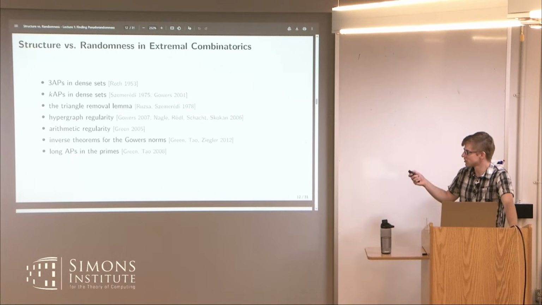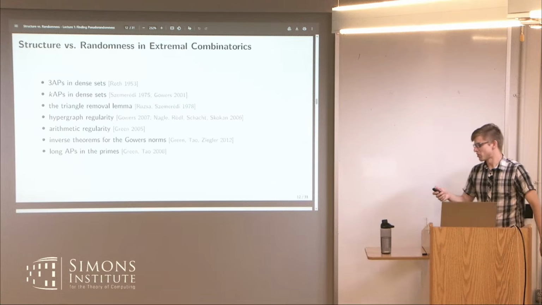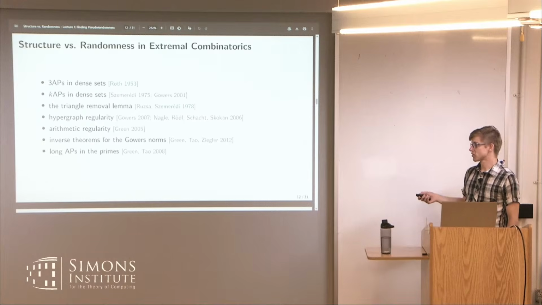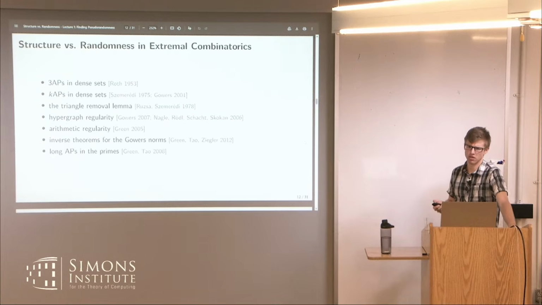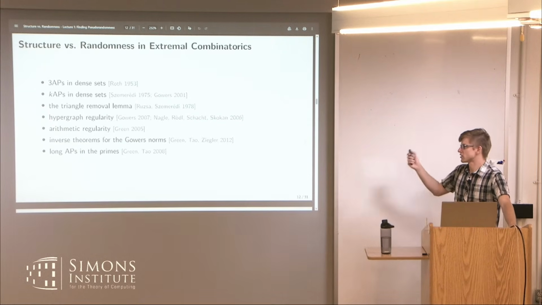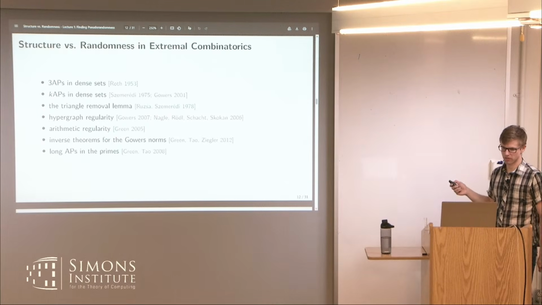But it seems like these tools coming from structure versus randomness are maybe not always quantitatively the strongest, but the most flexible. They apply to the largest range of situations, and you can usually get them to say something. So that's some explanation of the scope of the method in this context.